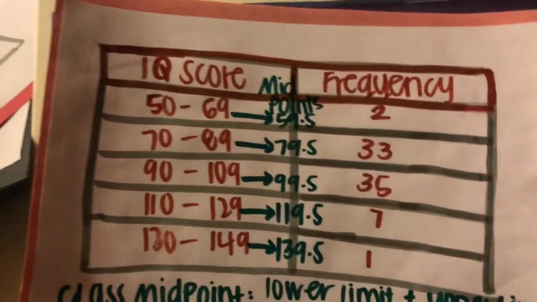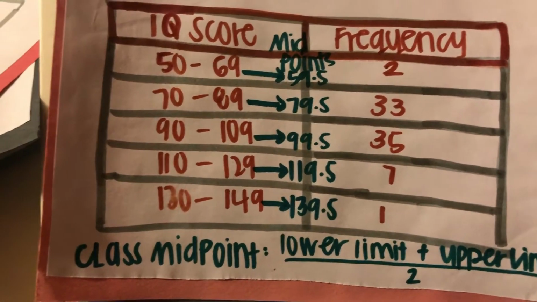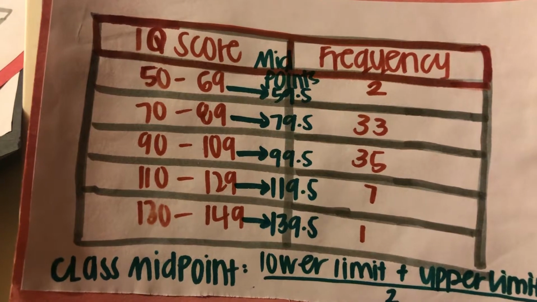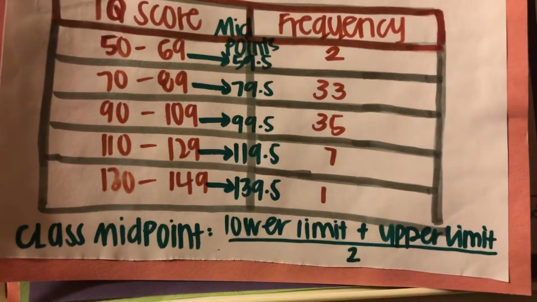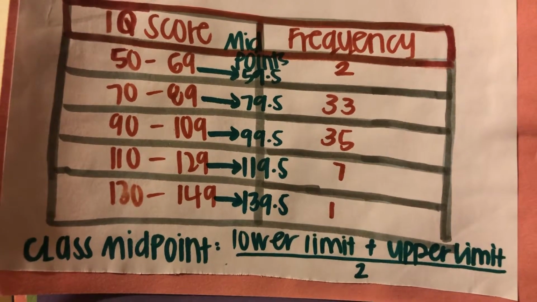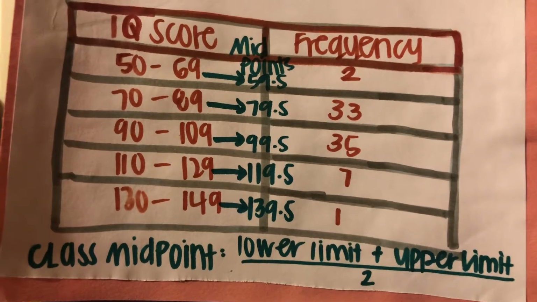Okay, so we're looking at midpoints. This group is 50 to 69, and the midpoint is about 59.5. How we get that number is we add the lower limit to the upper limit and divide it by 2 for each group.